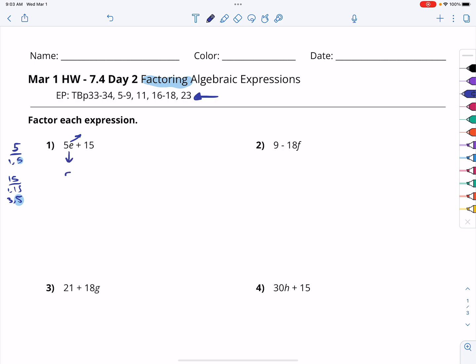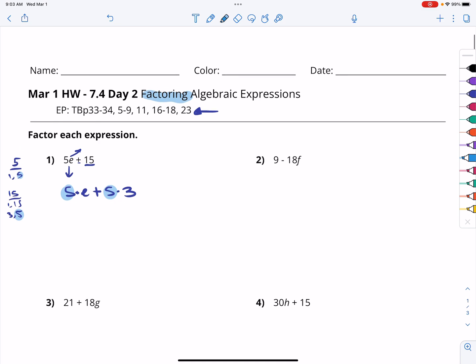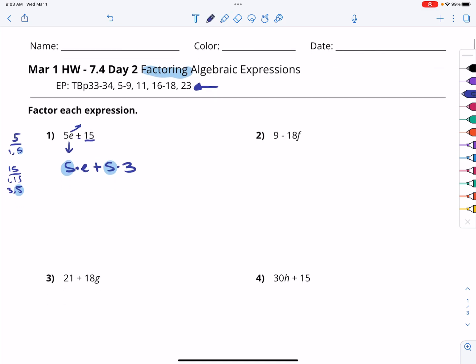So I know that this is the same as 5 times e, and I'm adding, and this 15 is really a 5 times 3. Now, if you notice, I put my factor 5 that I've pulled out, my common factor of both of those terms, first. I did that on purpose because this is basically saying that out front I had 5 that has been distributed to an e plus 3. And I could check myself: if I have 5 times e plus 3 and I use the distributive property, I would do 5 times e plus 5 times 3, and that is 5e plus 15.